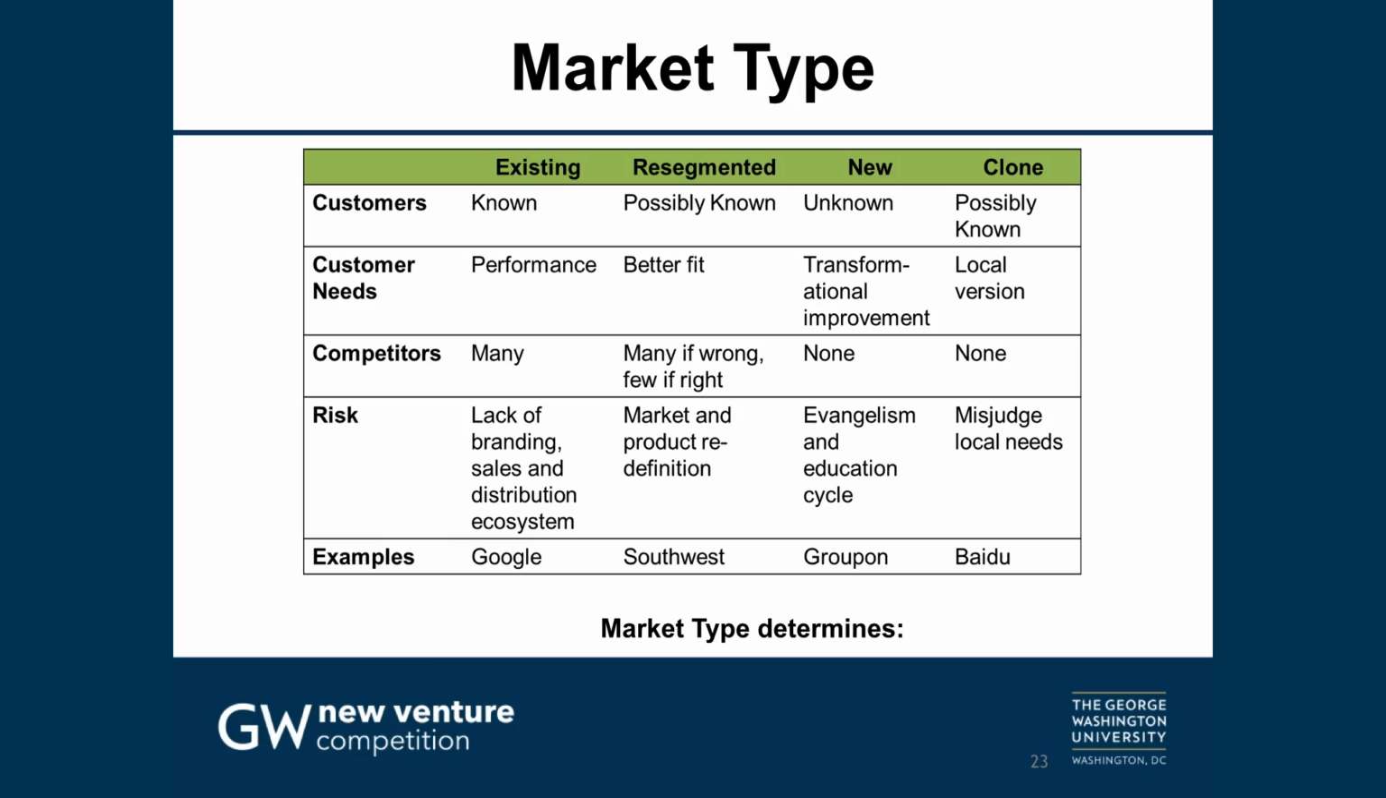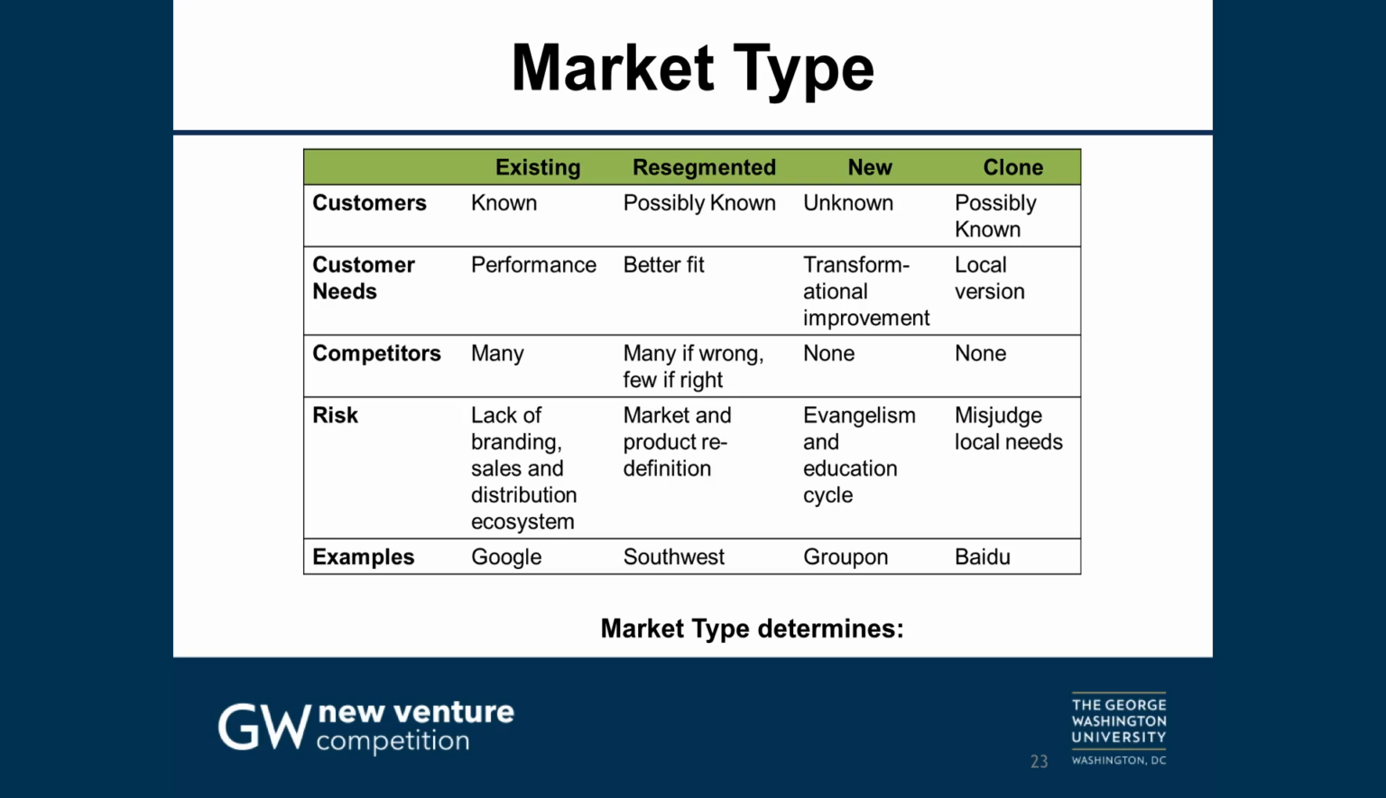In an existing market, the customers are known and what they want is improved performance. Existing markets are often crowded because they're so well known, and to go into them is difficult. It's difficult in a couple of ways, in that you have to establish yourself. You have to break through with branding and sales and create distribution systems in the face of competitors who are already doing this very well. And so to compete with them, you have to have major leaps forward in performance. A good example of this would be Google. If you want to go into the search business now, you'd better have something that's pretty remarkable to compete with Google and the other search engines that are out there.